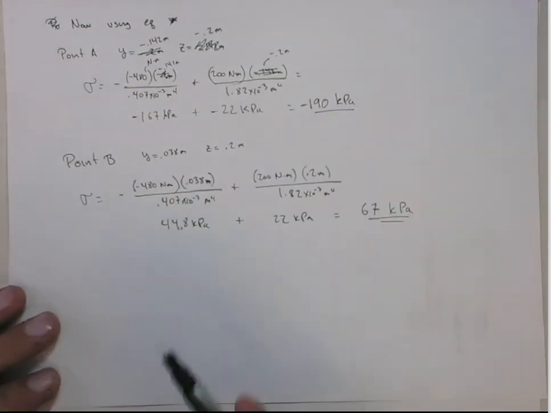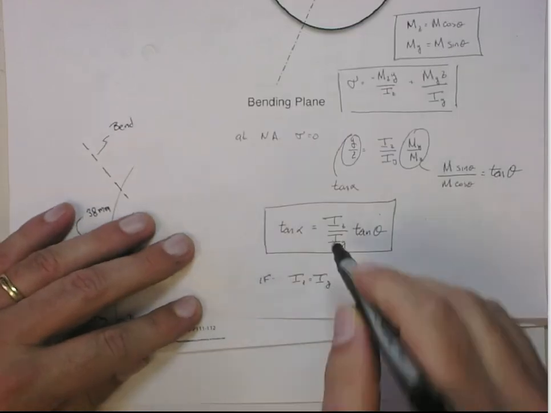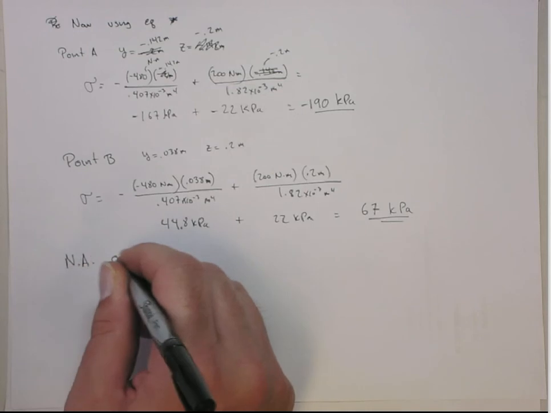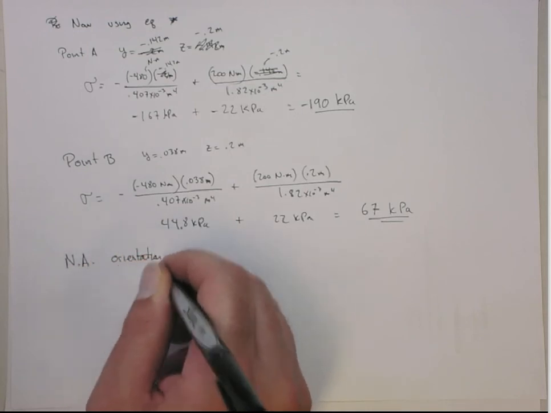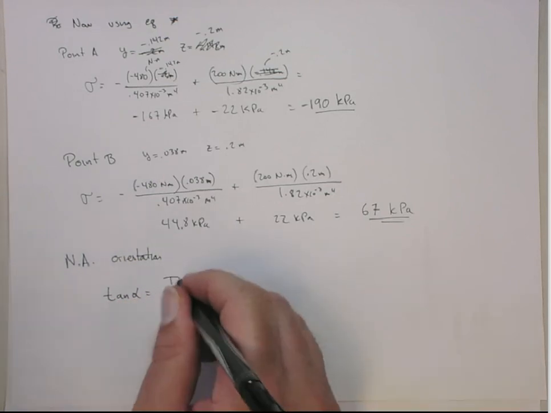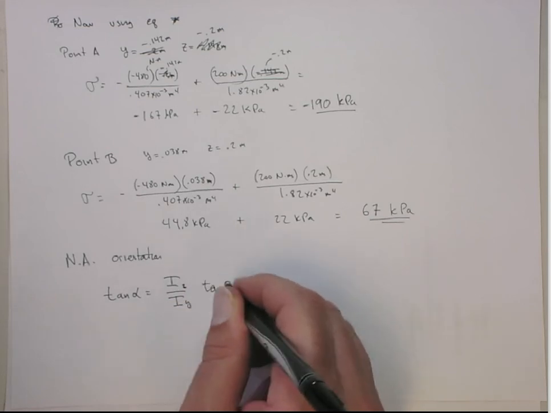Let's look at the location of the neutral axis, all right? So here's our theta. Now let's get the location of the neutral axis. So we're going to use, again, this equation. This is the equation that gives the orientation of the neutral axis. So to get the neutral axis, we're going to use that the tangent of alpha is equal to IZ over IY, the tangent of theta, okay?